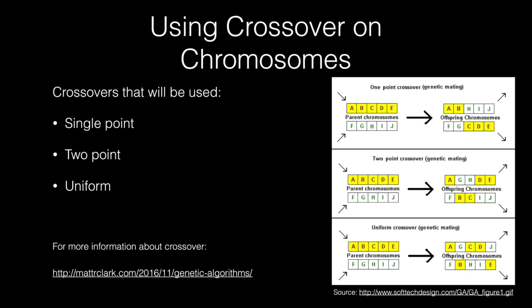of crossover work. So we've got a diagram here showing that single point crossover just takes a single point and then swaps one side with the other. 2-point takes 2 points and it swaps the middle part. And uniform crossover just takes random points and swaps those.